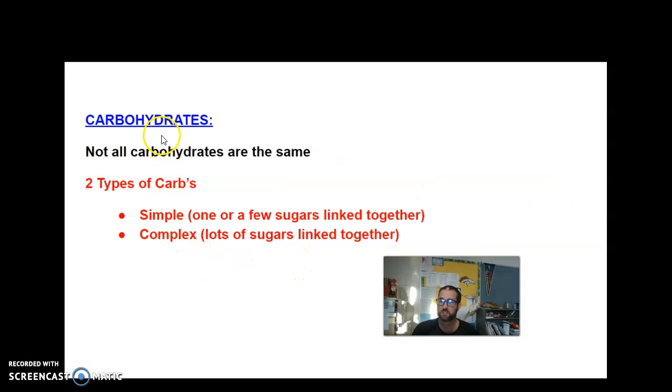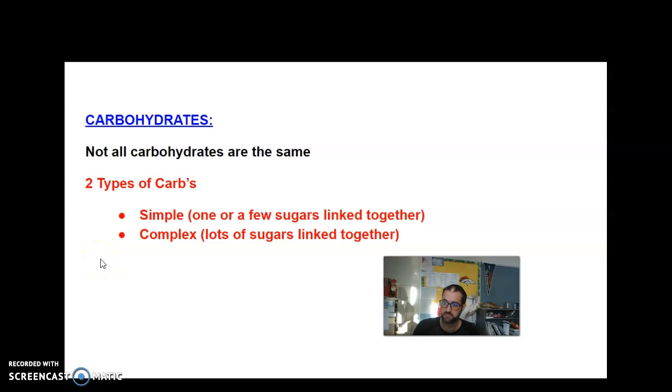Okay, so we're still on carbohydrates. We said not all carbohydrates are the same because not all sugars are the same. So we have 2 types of carbs. So I'm going to shorten up the word carbohydrate there. So we have simple carbohydrates, 1 or a few sugars linked together.